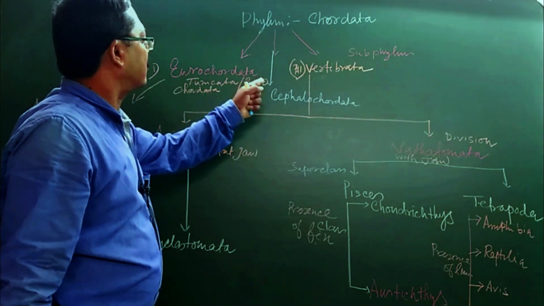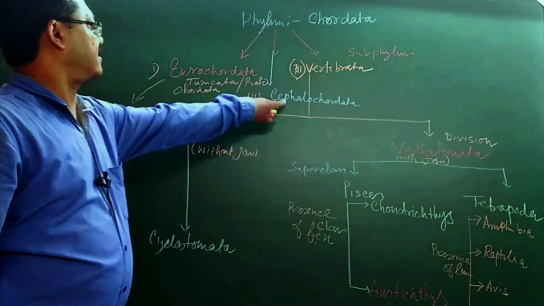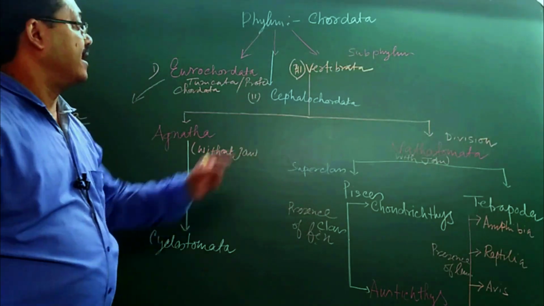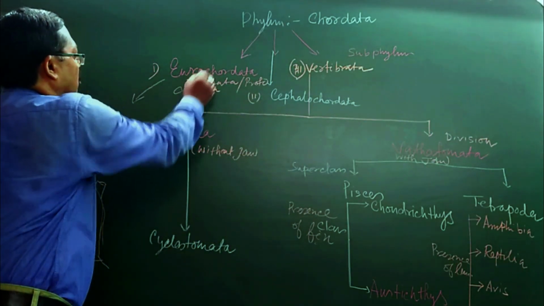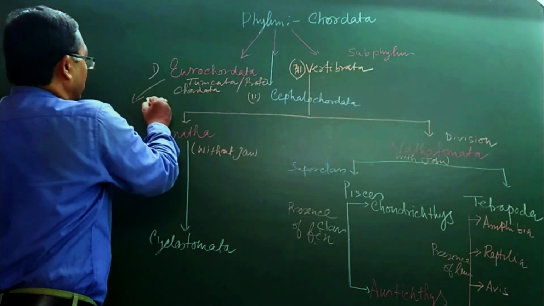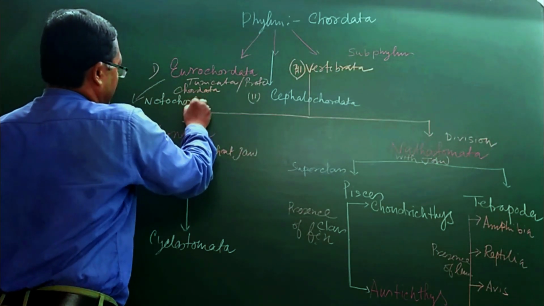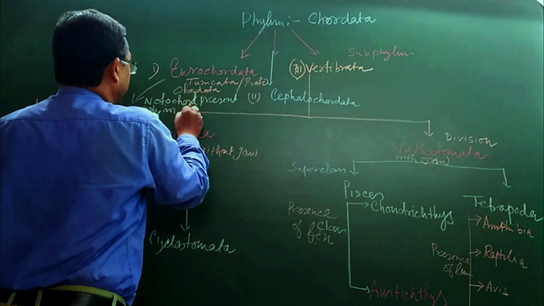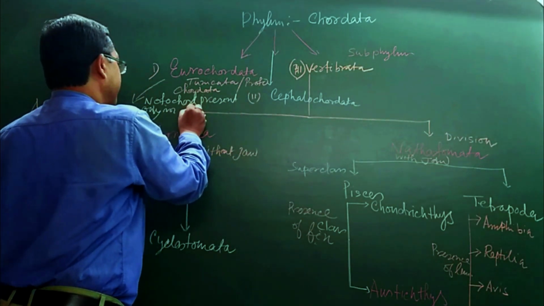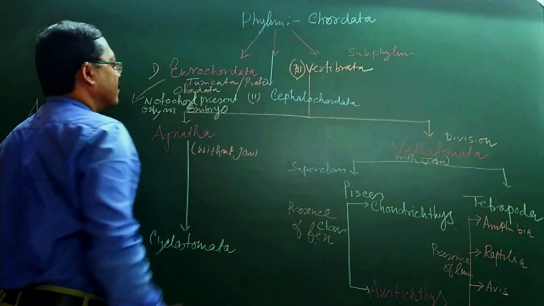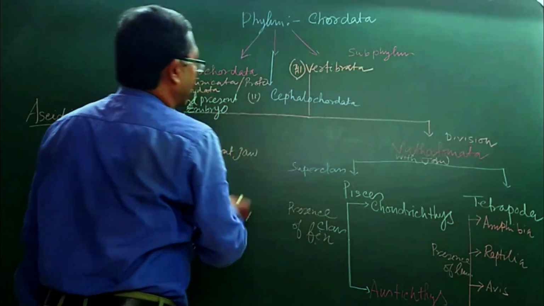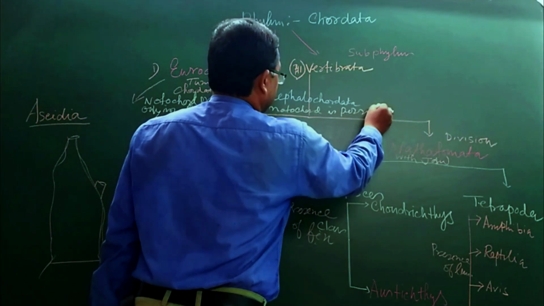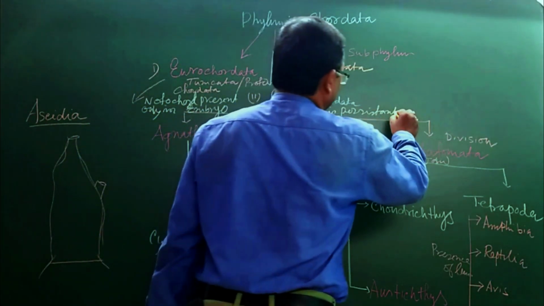And cephalochordata is the intermediate chordate that has a notochord, and this notochord is persistent, but it is not converted into vertebra. In Urochordata, the notochord is present only in the embryo or larval stage. In cephalochordata, the notochord is persistent and present throughout the whole life.